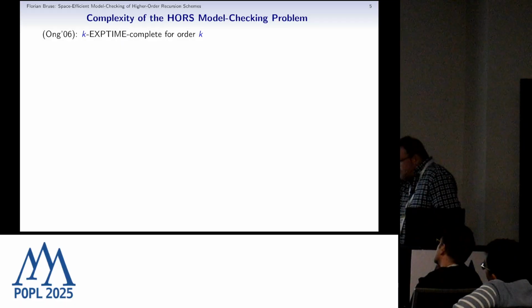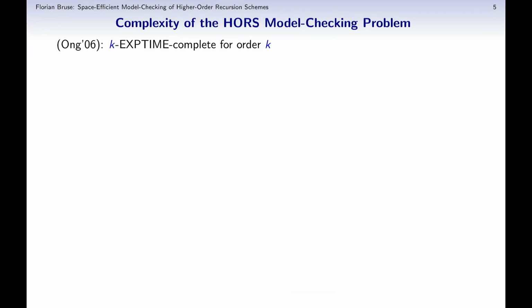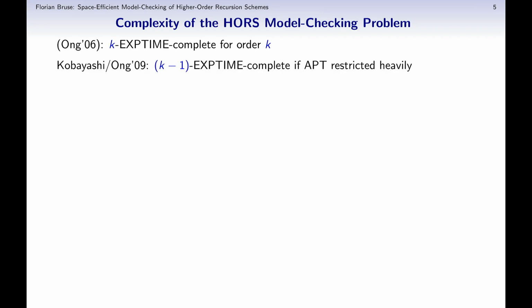Let me now tell you what I'm actually trying to do here. So the complexity of this problem is complete for k-fold exponential time if the order of the recursion scheme is k. And there is a result by Kobayashi and Ong that says if you really restrict the parity automaton, or restrict the kind of property you can express, to something that is just disjunctive, then you go down by 1 exponential. So the problem becomes much easier.